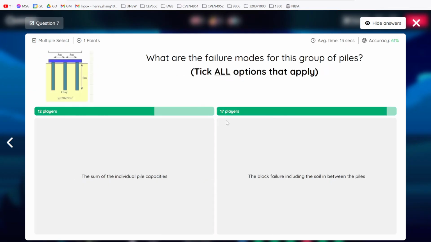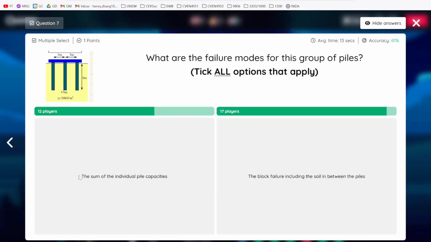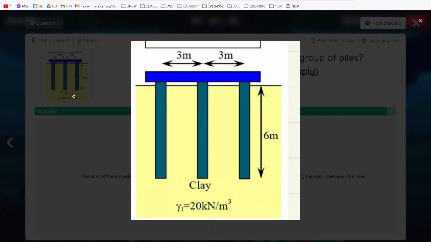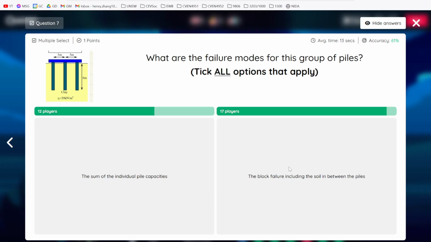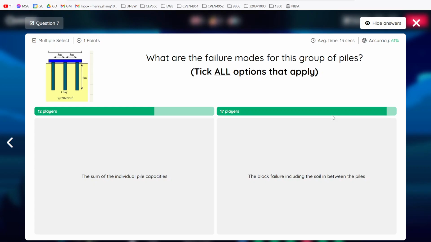Lastly, this is to do with pile group failures. For a floating pile, there are 2 ways it can fail. The first way is that you calculate the sum of the individual piles, so if there are 9, you multiply the individual capacity by 9. The other is block failure, which is the entire block of soil encapsulated by that volume. You have to test both of these for floating pile groups.